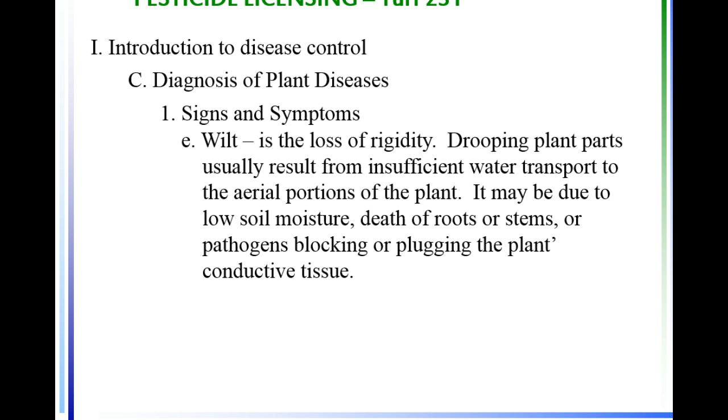It could be due to low soil moisture. I might have dead roots or a dead stem. I could have a pathogen blocking the water transport system, plugging the plant's conductive tissues. Okay, it could be blocking both the xylem and the phloem. But that's what I would expect to see if a plant is wilting.